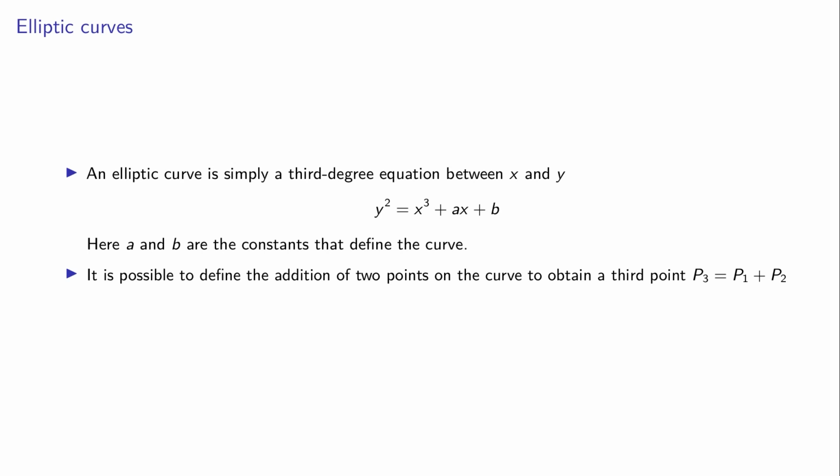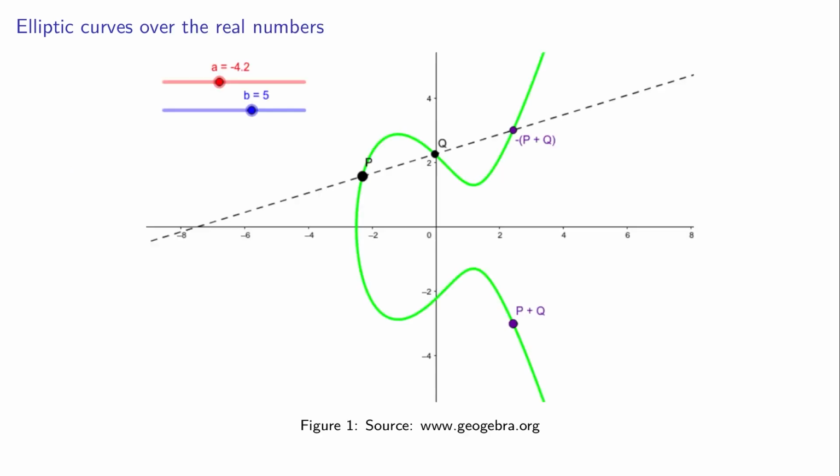And it is possible to define the addition of 2 points on the curve to obtain the third point. This is depicted in this diagram. What we see here, 2 points P and Q. And if we draw a line between these 2 points, we will always find the third point. This can be proven. This is a characteristic of elliptic curves. And we define the addition as the point which is reflected with respect to the x-axis. So this is an intuitive way to define addition over points on an elliptic curve.